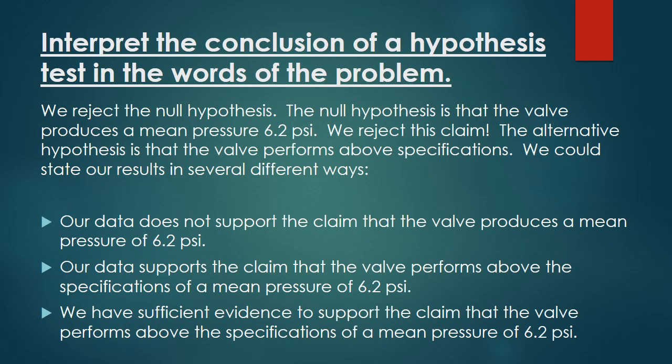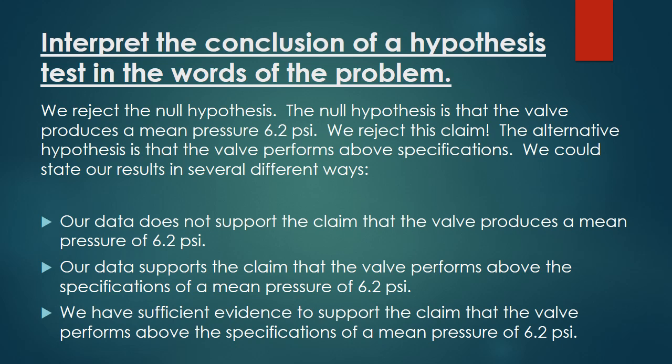So what does that mean in words? Well, our null hypothesis is that the valve produces a mean pressure of 6.2 psi. We reject this claim. Our alternative hypothesis is that the valve performs above specifications. So our data supports this alternative hypothesis. Our data does not support the null hypothesis.